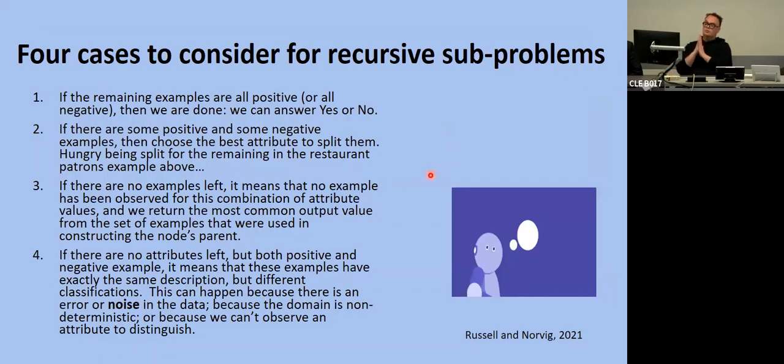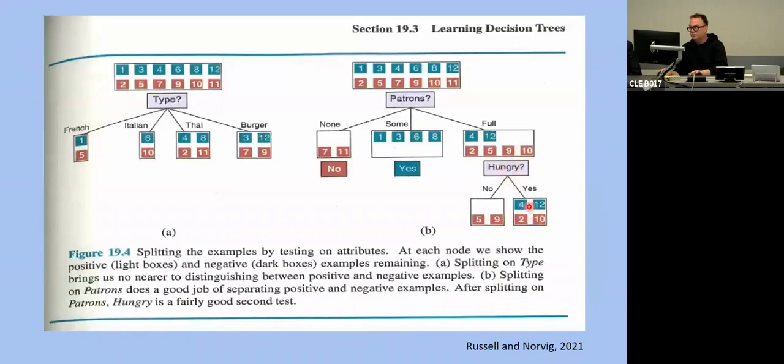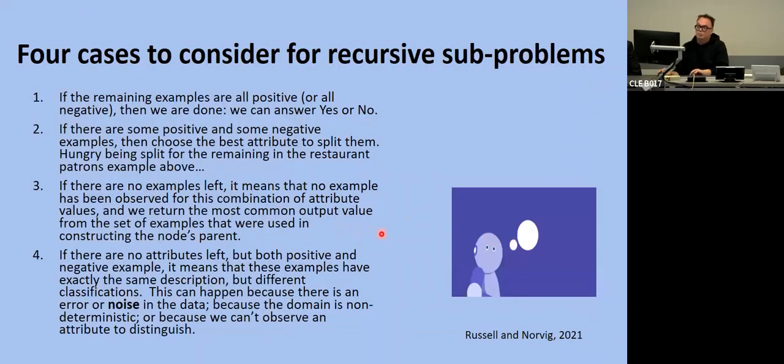There are some recursive problems. If the remaining examples are all positive, then we're done. Great, we have decisions on each leaf. We can use that tree to test or use it in a productive way. If there are some positive and some negative examples, then choose the best attribute to split them. For example, hungry being split from the remaining restaurant example above. So you see hungry here. There is some splitting potential at yes. If there are no examples left, it means no example has been observed for this combination of attribute values. We return the most common output value from the set of values that were used in construction of the parent nodes.